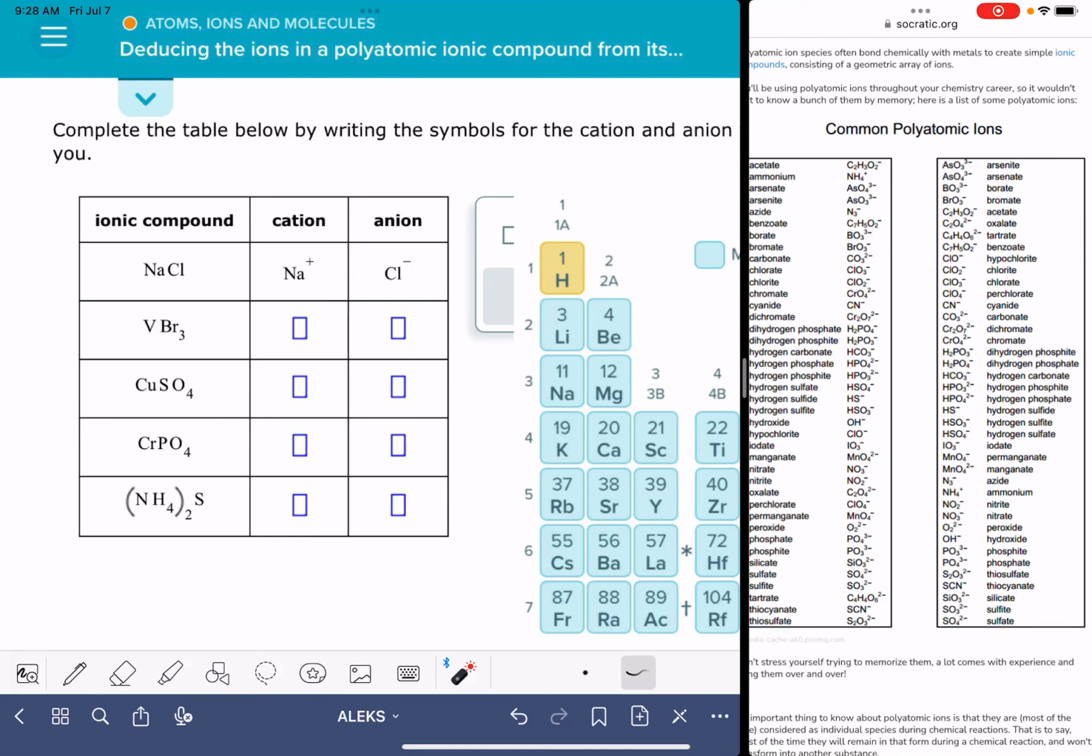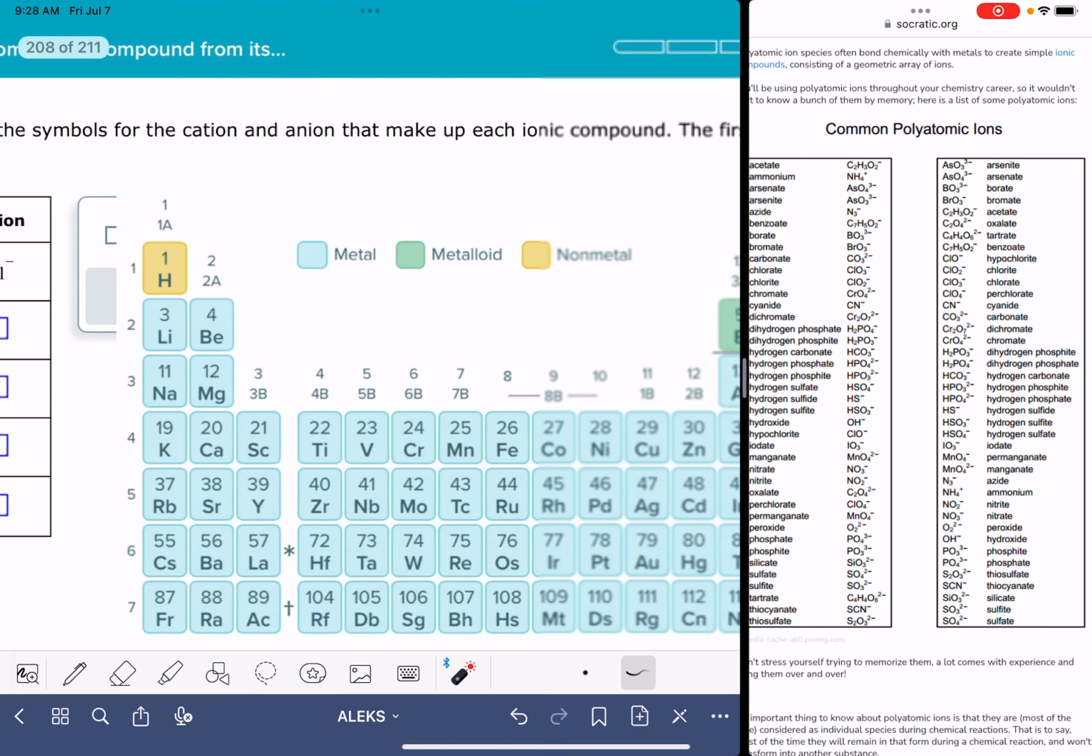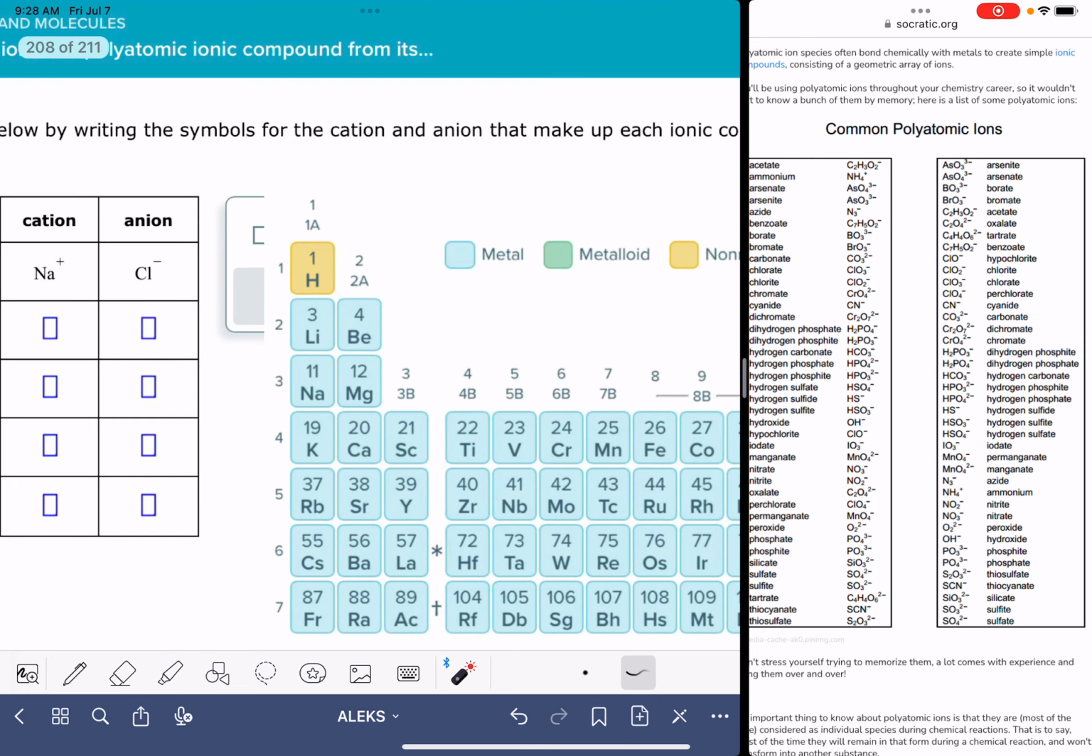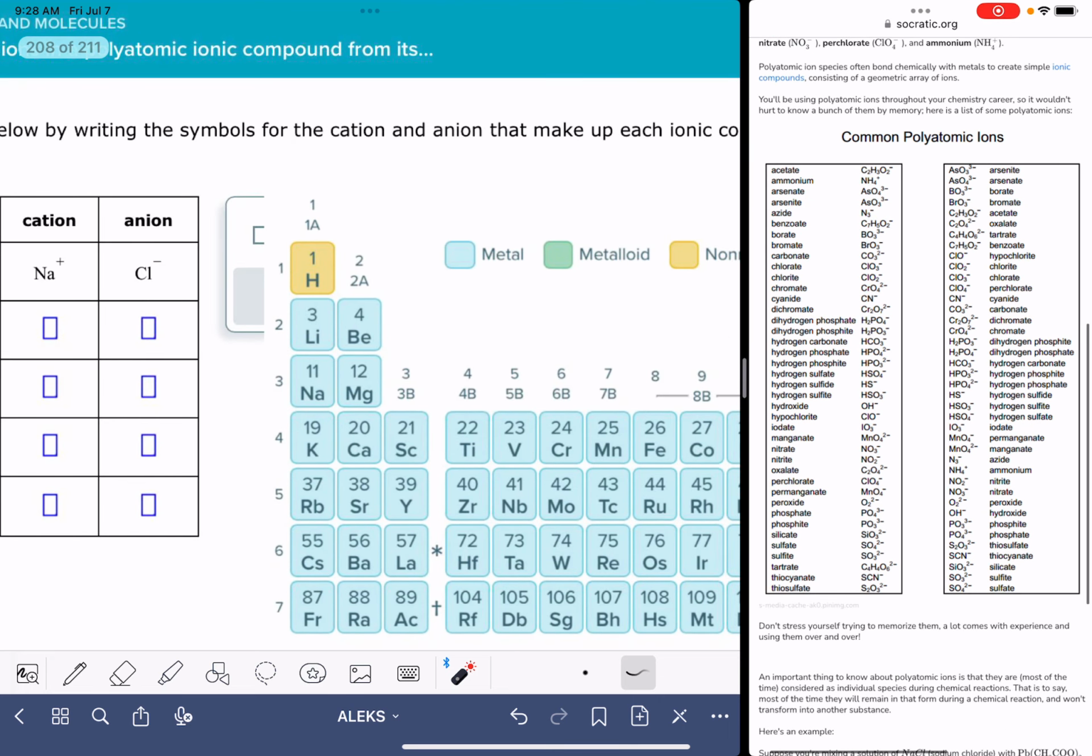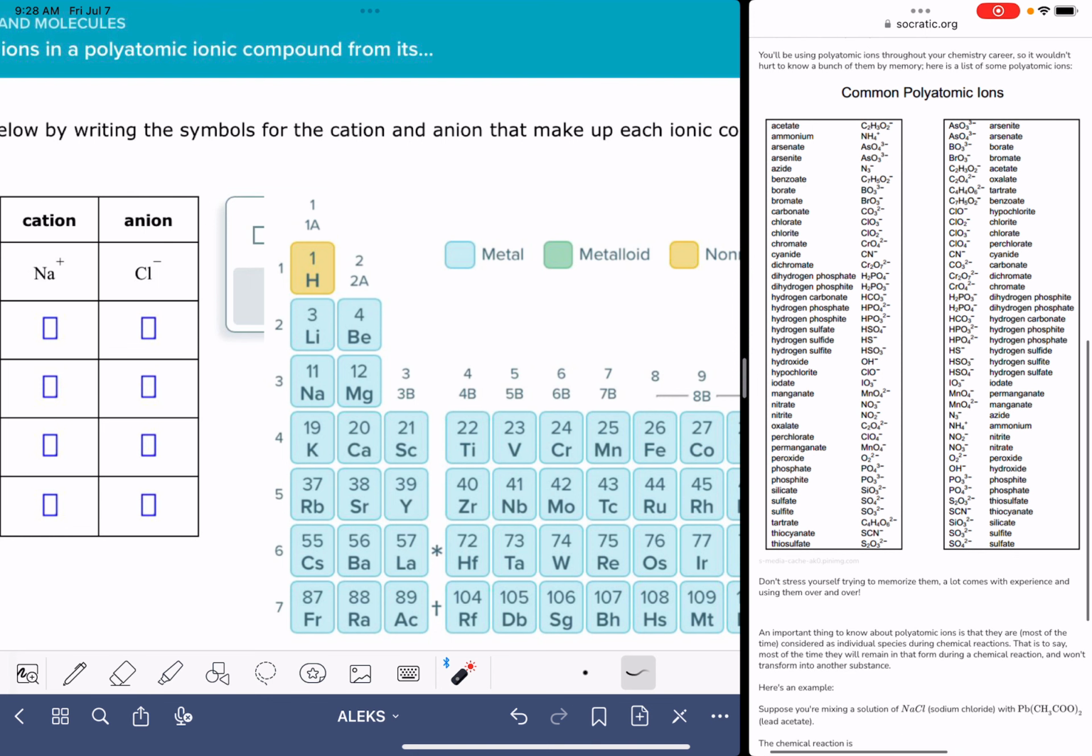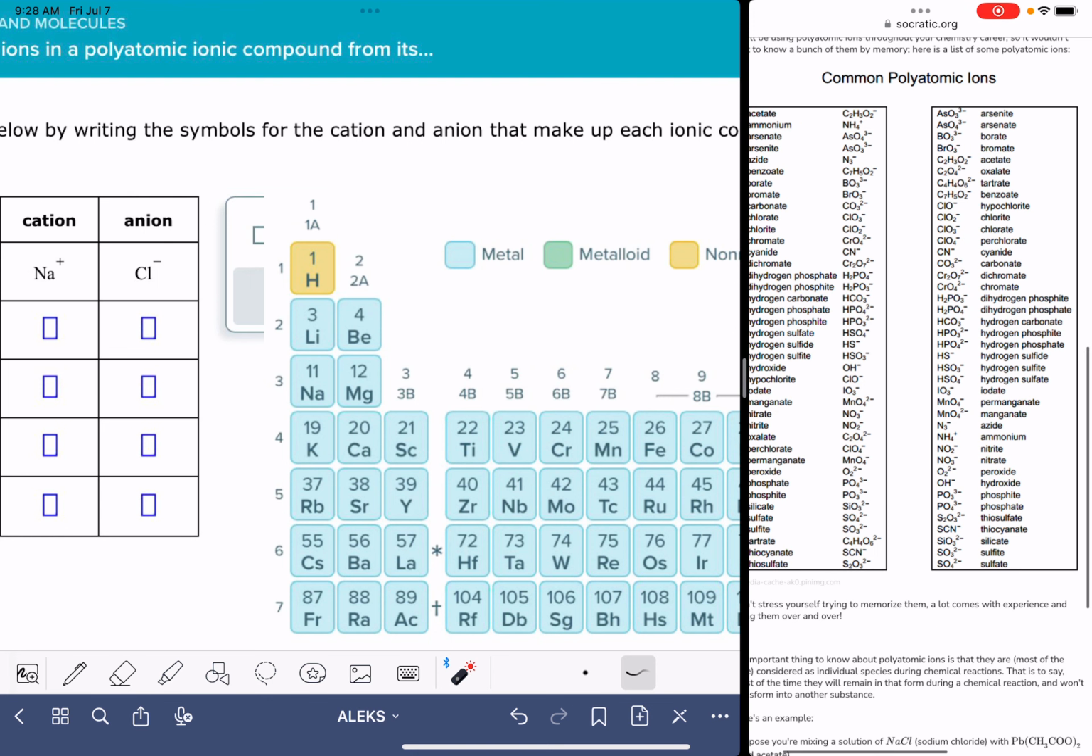In this video, I'll show you how to solve the ALEKS problem called deducing the ions in a polyatomic ionic compound from its empirical formula. To help you solve this problem, you're going to want to have a periodic table handy. You're also going to want to have a table of common polyatomic ions. I really like this table from Socratic.org, which you can use any table that you want.